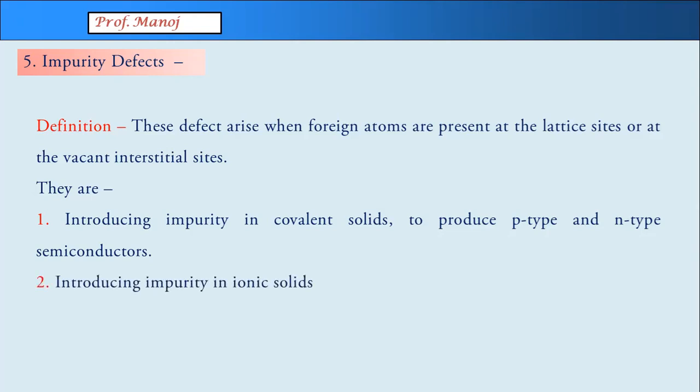And second is impurity introduced in ionic solids. In today's lecture, we are only discussing number 2. In the next lecture of solid state, which is the last part, electrical conductivity, we will be studying number 1, because that is connected with semiconductor things. So let us begin with this part now, impurity defect.